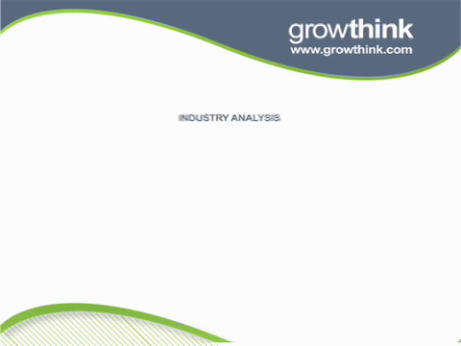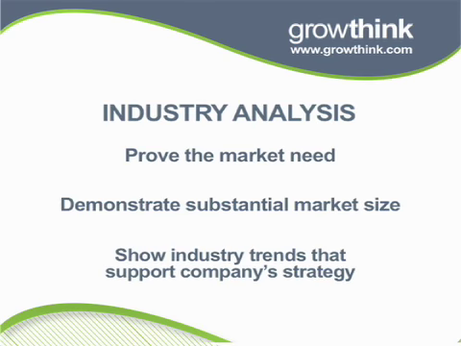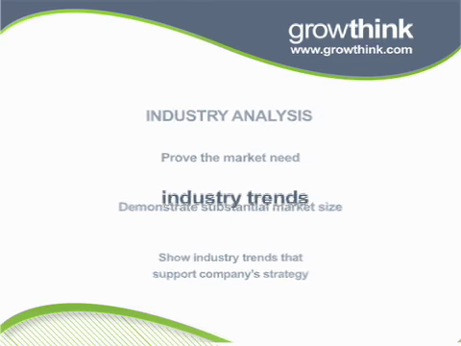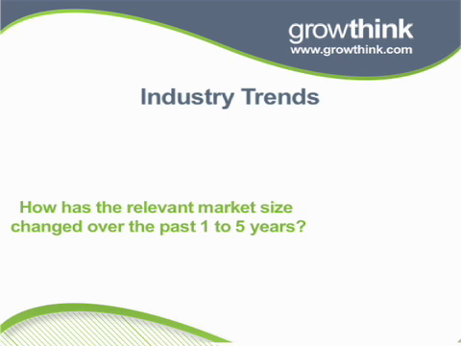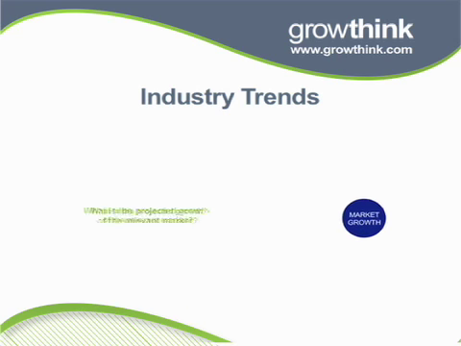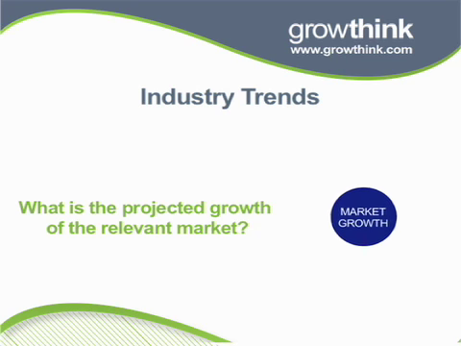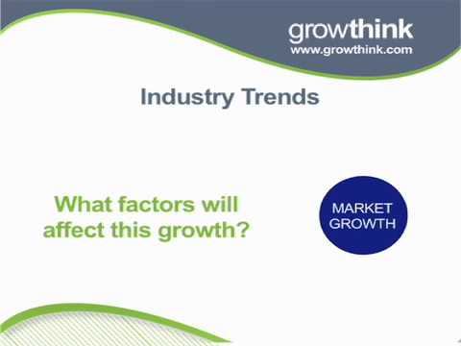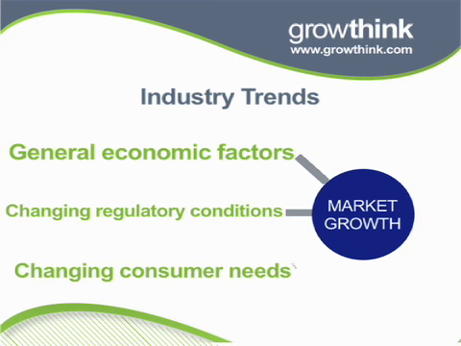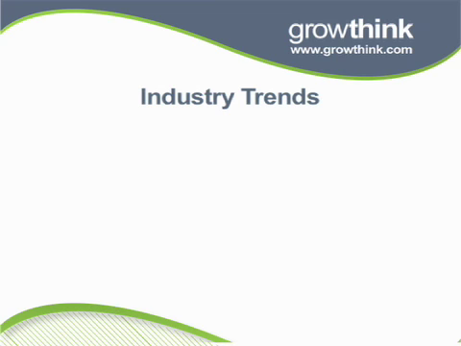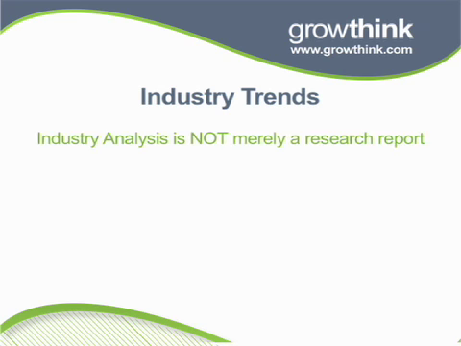Arriving at the relevant market size is rarely easy and often requires peeling many layers off a huge total industry size. Once the plan has defined the relevant market size, it should discuss industry trends and how those trends relate to the company. Questions to answer include: how has the relevant market size changed over the past 1 to 5 years? What is the projected growth of the relevant market? What factors will affect this growth? General economic factors? Changing regulatory conditions? Changing consumer needs? Etc.